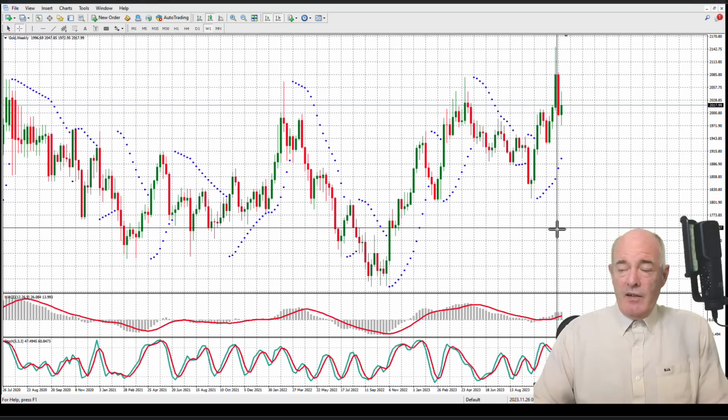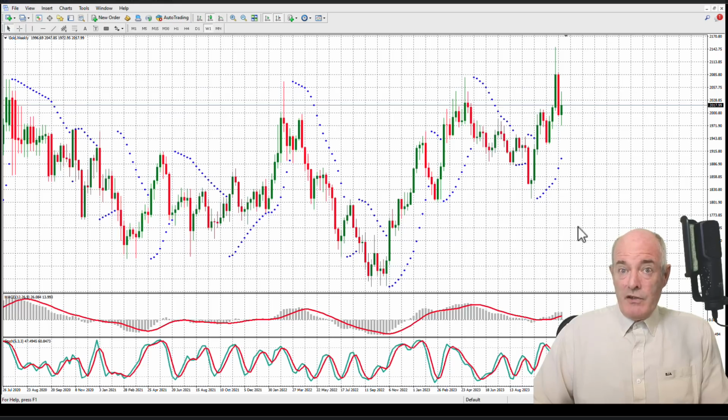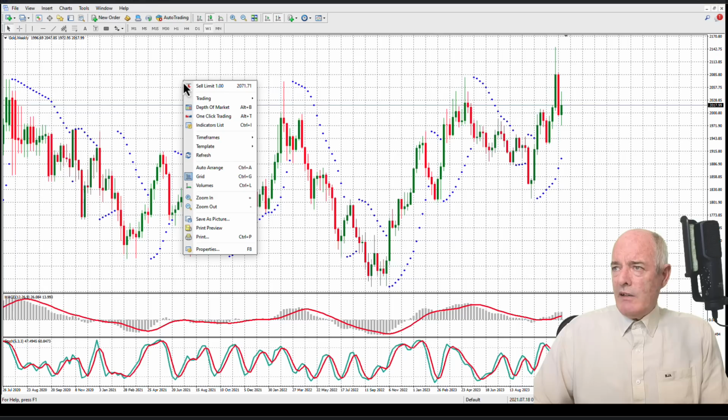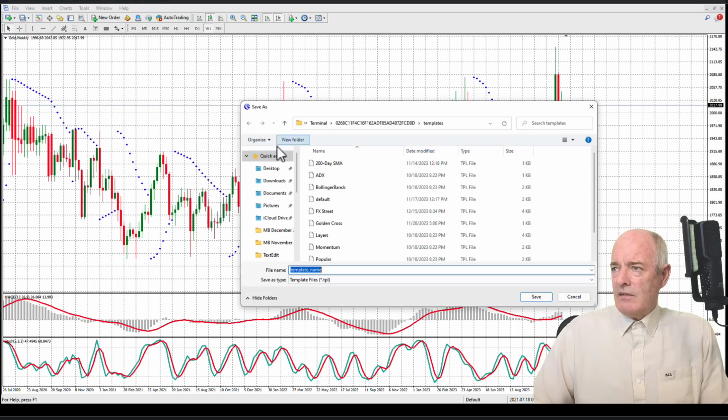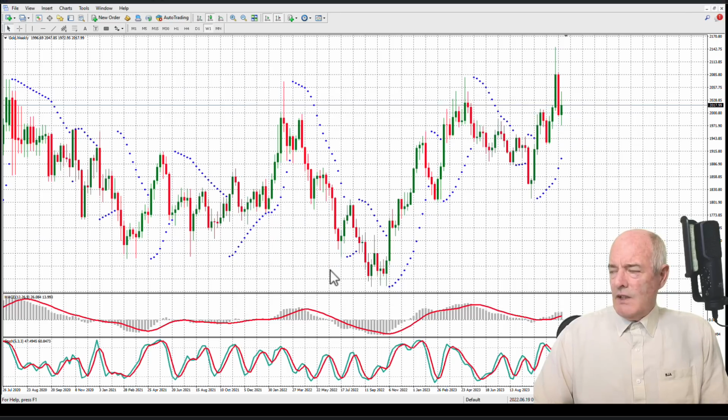So here we have the setup I want to use for my analyses for FX Street. Again, I generally wouldn't use this for trading. I'd do something different, and I'll show you my trading strategies as we go on through the weeks and months. But this is what I like to use for FX Street. So what I want to do now, I'm going to save this as a template. So we can right-click on the chart, and I will see a thing called template, and I'll say Save Template. Okay, so I'm going to call this Weekly Analysis. Okay, so now I've got my template called Weekly Analysis saved.